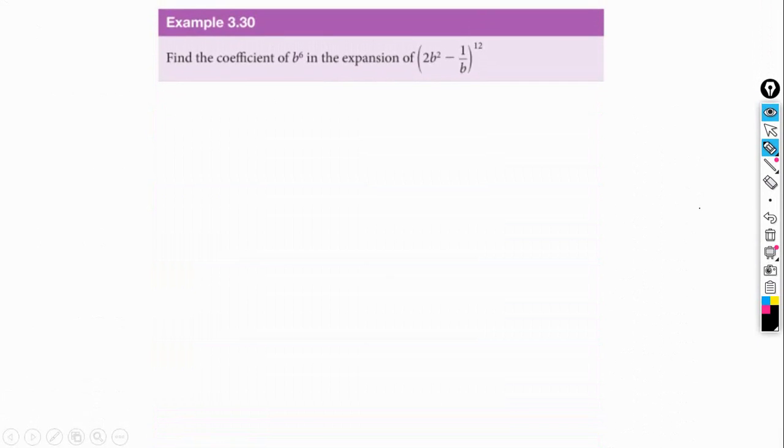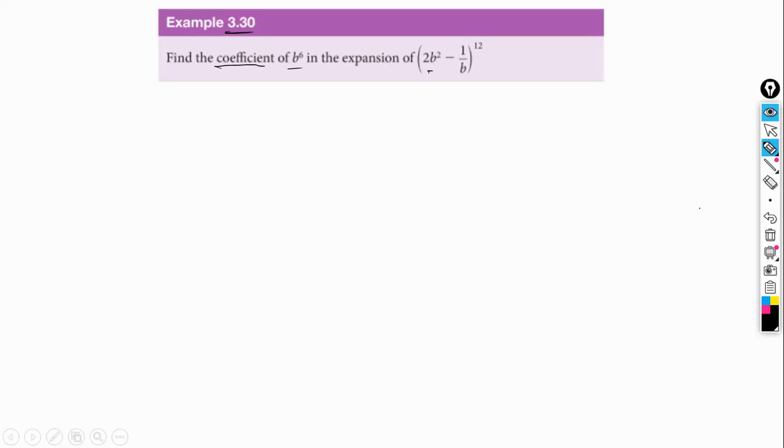So now we are in example 3.30, which will be the last one on this video. And it says find the coefficient. So they want us to find the coefficient only, right, of b to the 6 in the expansion of 2b squared minus 1 over b to the power of 12.